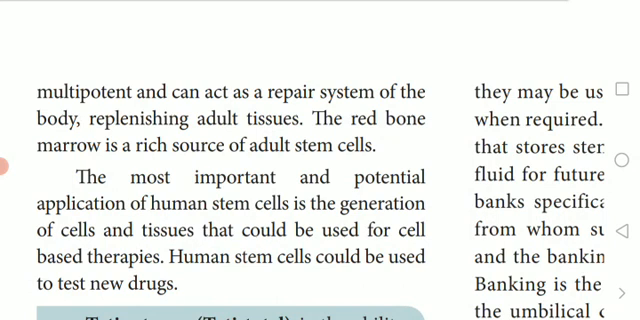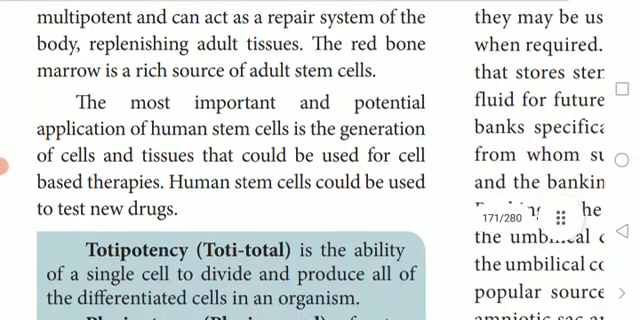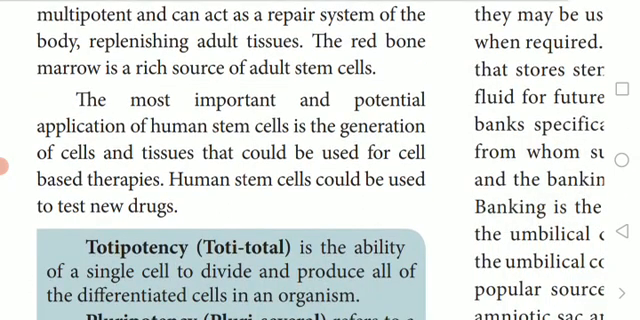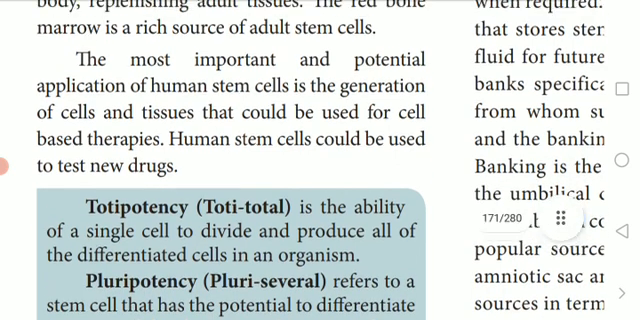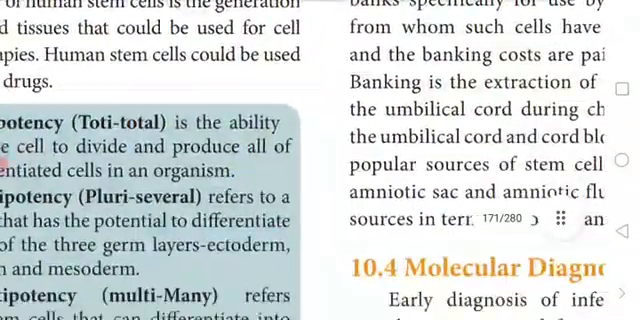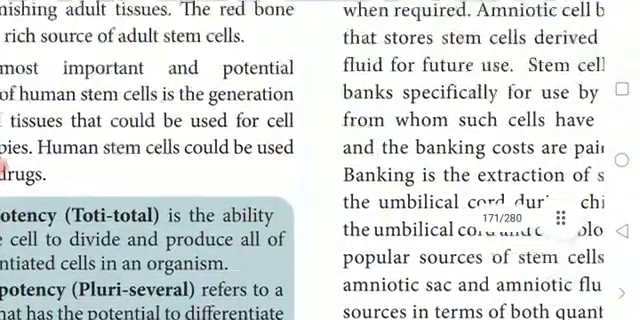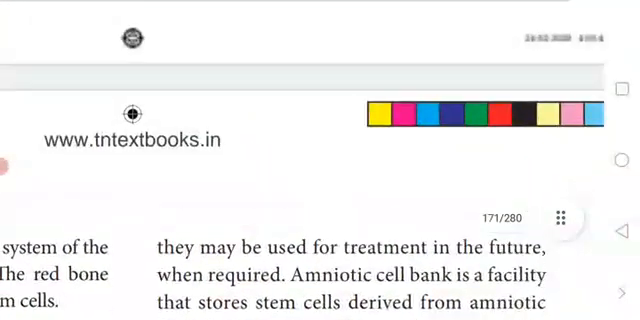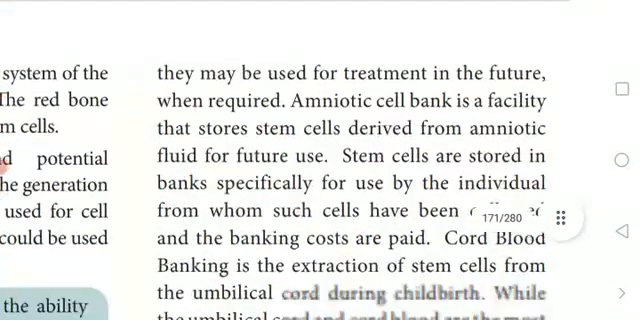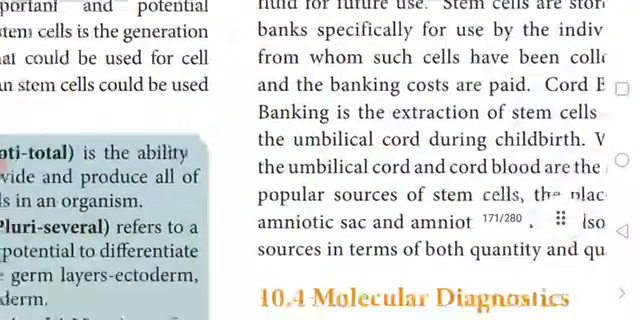Adult stem cells are found in various tissues of children as well as adults. Adult stem cells, also called somatic stem cells, can divide and create another cell similar to themselves. Most adult stem cells are multipotent and can act on the repair system of the body, replenishing adult tissues. The red bone marrow is a rich source of adult stem cells.